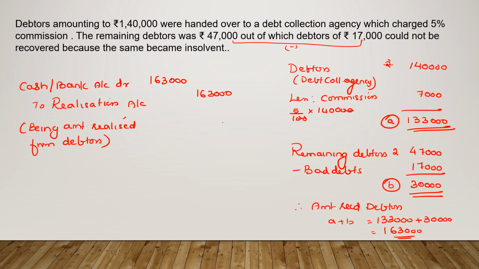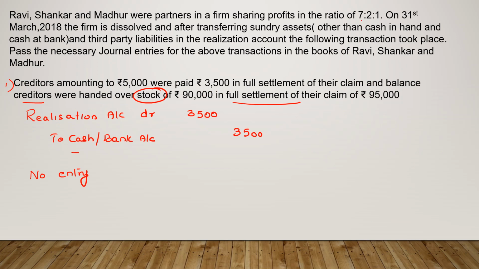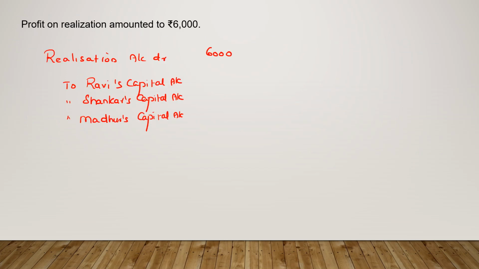Now what was the profit sharing ratio? Here is the profit sharing ratio. In between them it was 7:2:1. So 7 by 10, 2 by 10, 1 by 10. So calculated all this base 10. So 6,000 divided by 10, 600. So 600 into 7, 4,200 to Ravi. 600 into 2, 1,200 to Shankar and 600 into 1, 600 to Madhur.